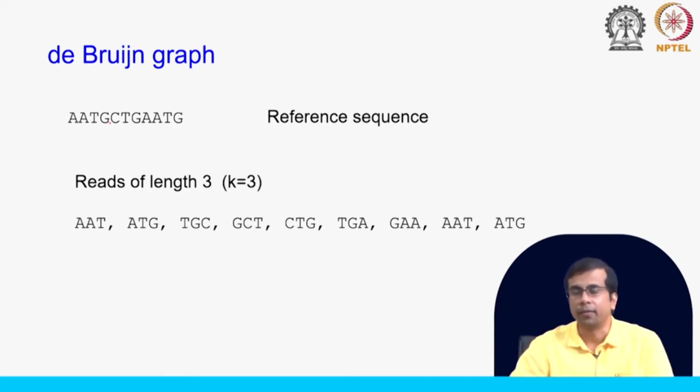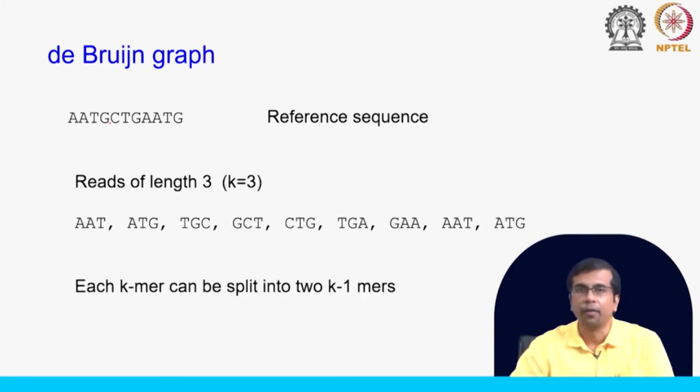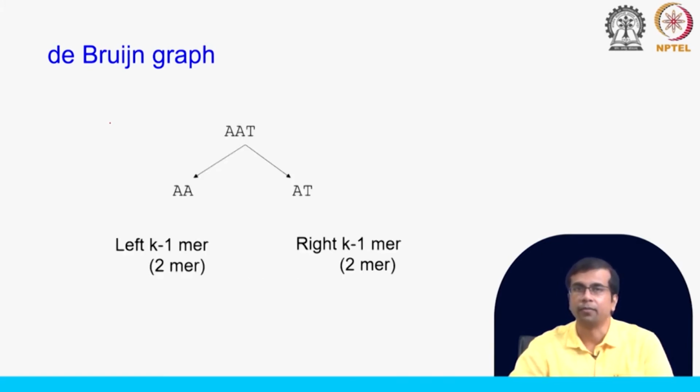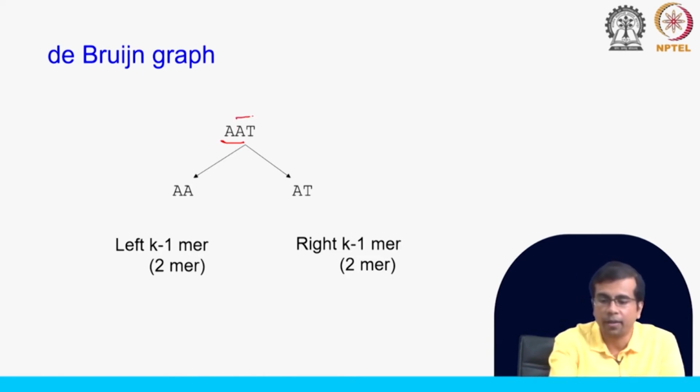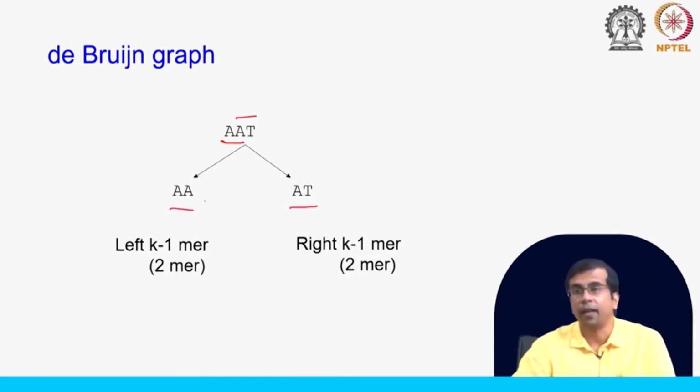For these k-mers, in the first step we split each k-mer into 2 (k minus 1)-mers. If k equals 3, we have 3-mers, and we need to calculate 2 of these 2-mers, since k minus 1 equals 2. Here is how the splitting works. For this 3-mer, we have the left (k minus 1)-mer, which is the first 2 bases, and the right (k minus 1)-mer, which is the last 2 bases.